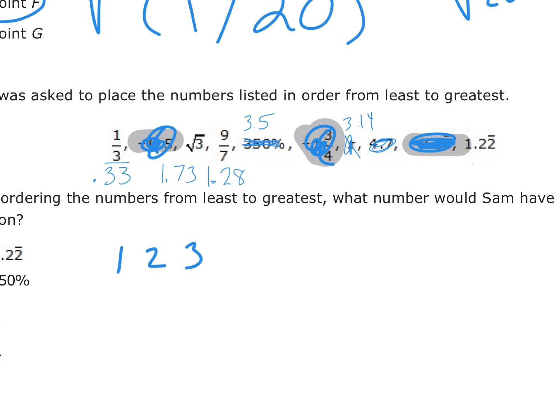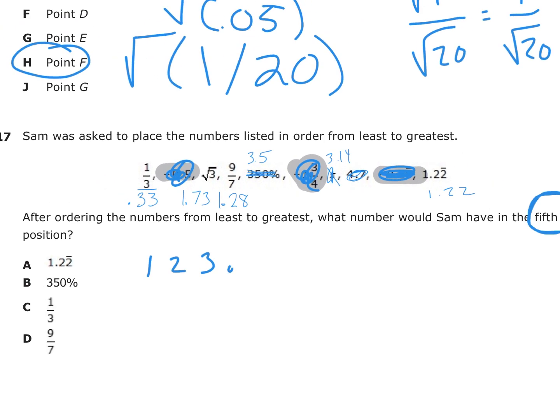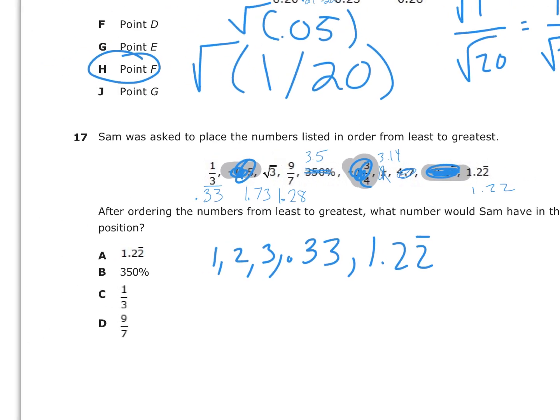Okay, and so we have 1.22. So what's the smallest number out of the ones we have there? 0.33. And then the fifth number, 1.22 repeating.